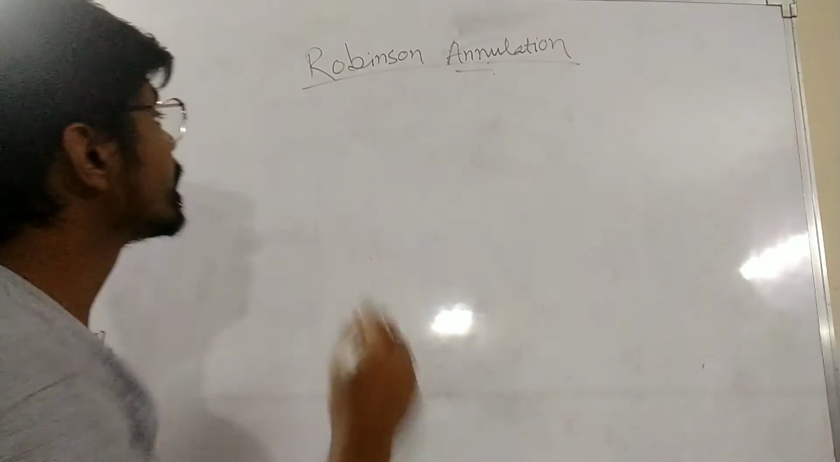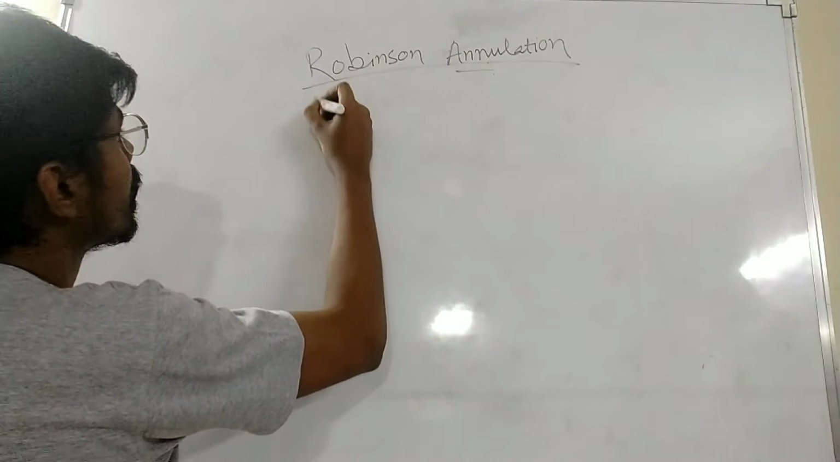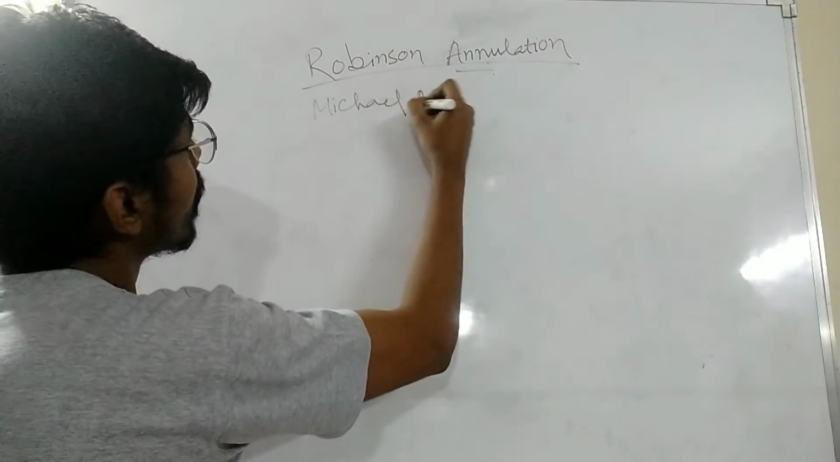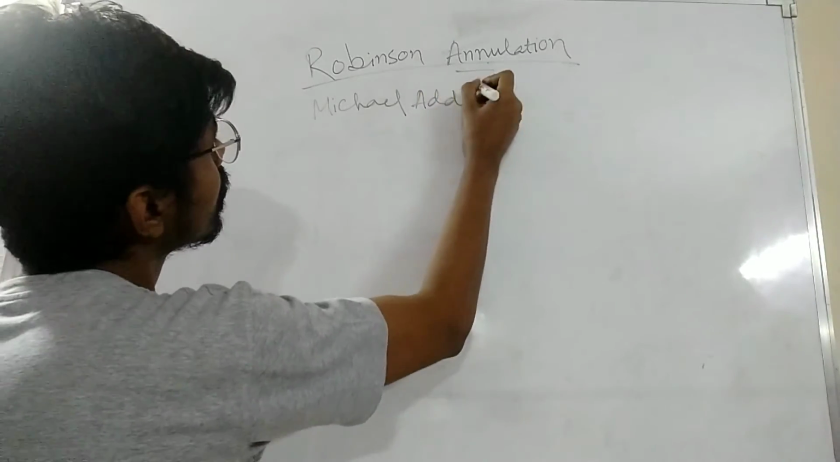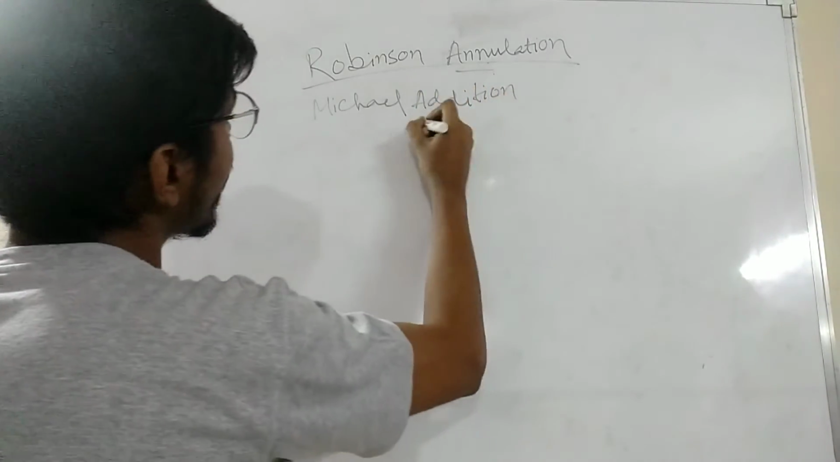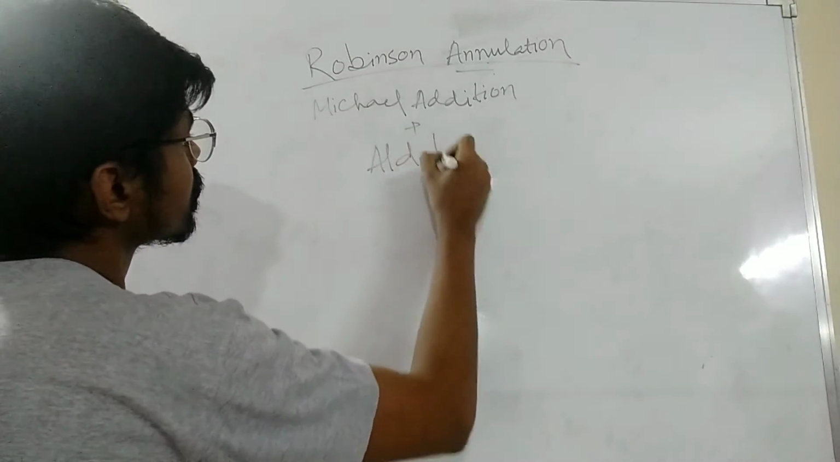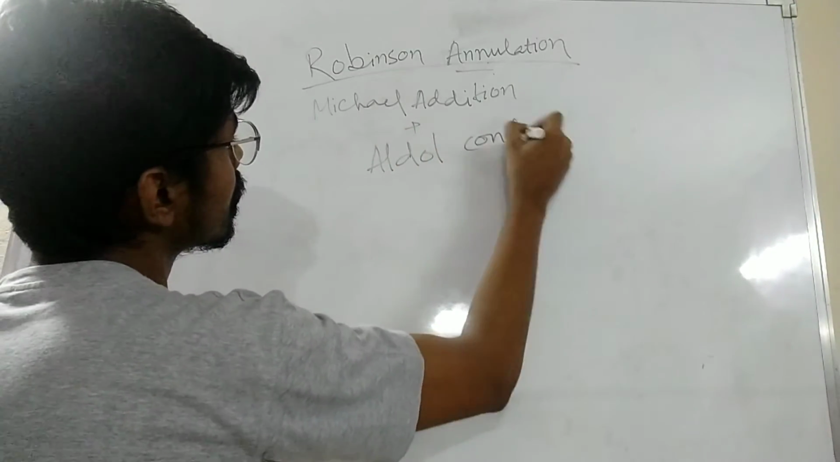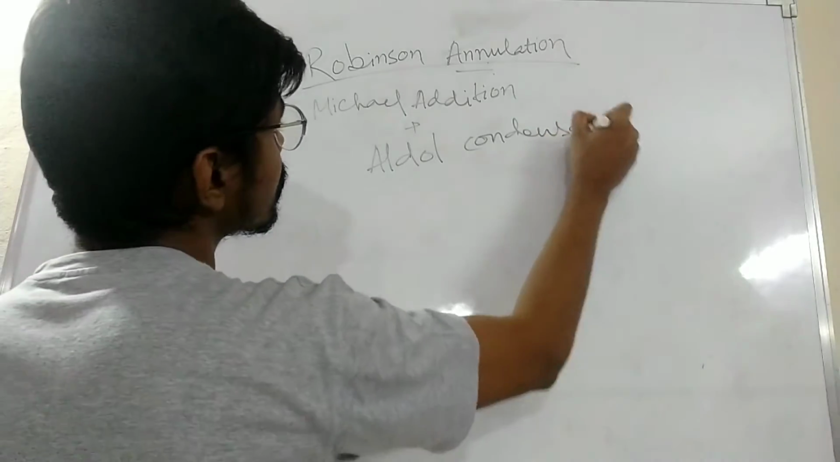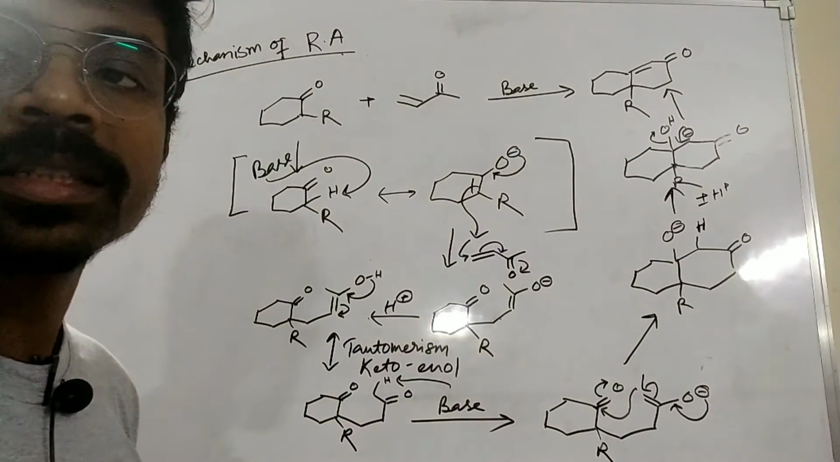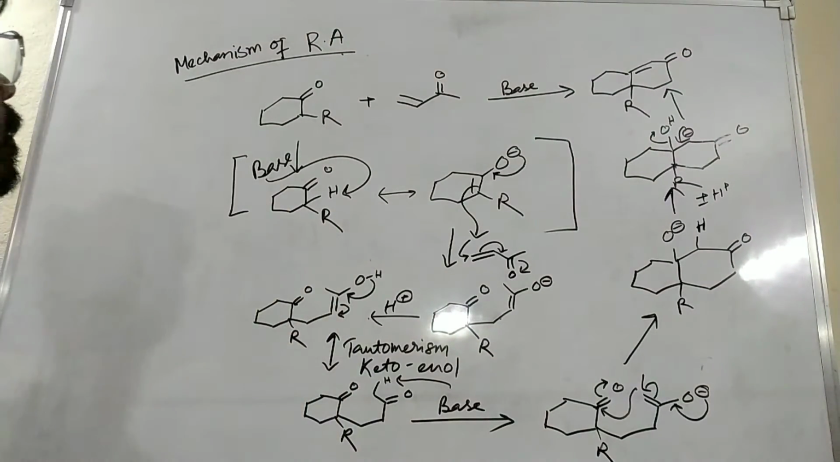In a simple sentence, Robinson annulation is the combination of Michael addition followed by aldol condensation. Right now I am going to discuss the mechanism of Robinson annulation.